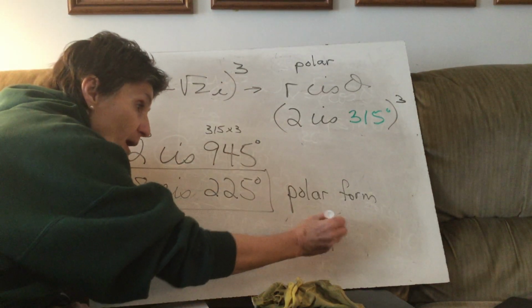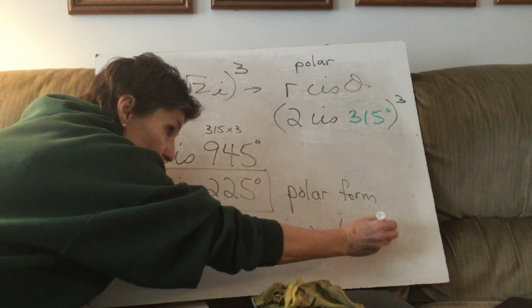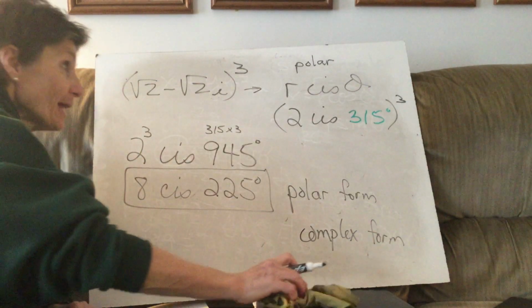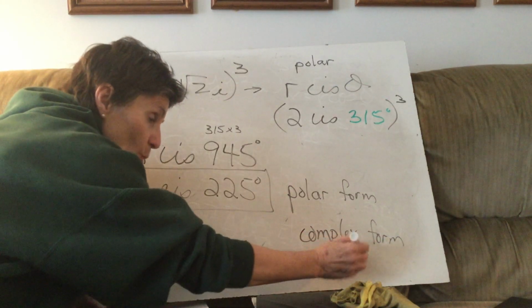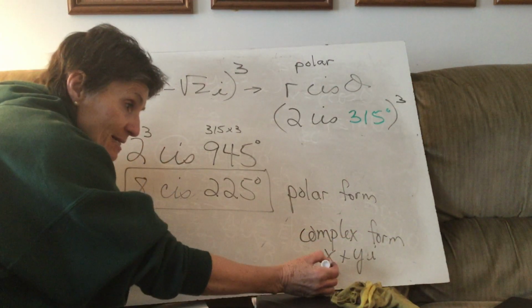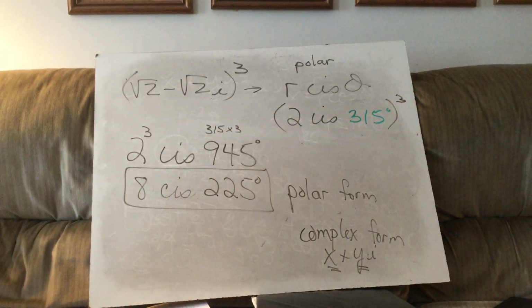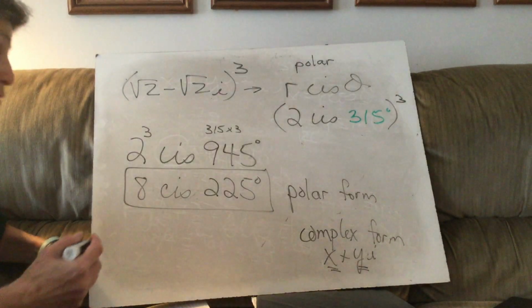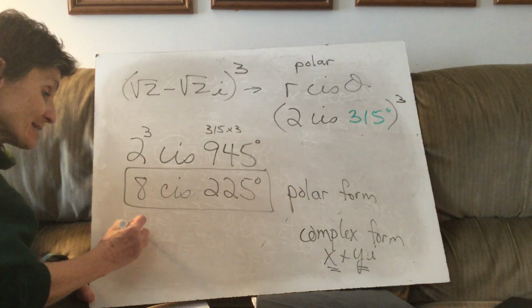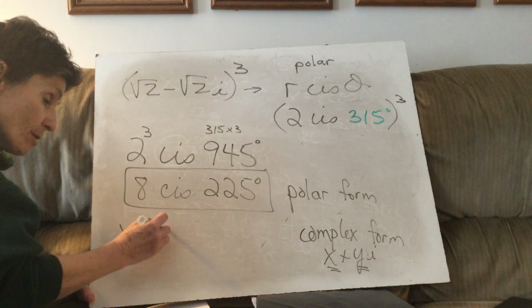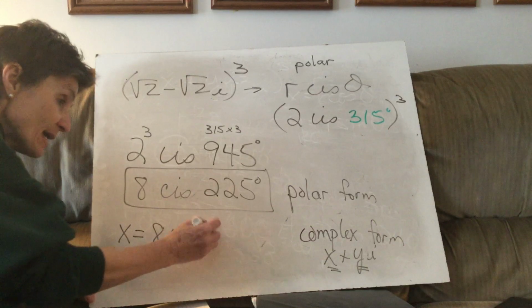So now I need the complex form of the answer. Now remember, complex means x plus yi. Complex means x and y. Complex, rectangular, all that means x and y. So I'm not writing it down again. I've written it down several times. I've asked you to highlight it in your notes. How do we find x?